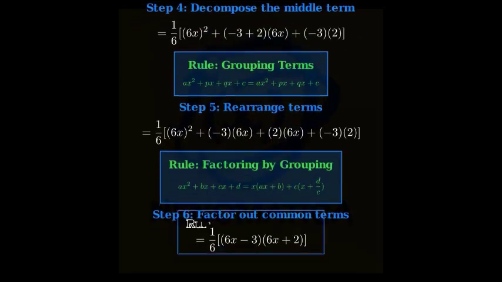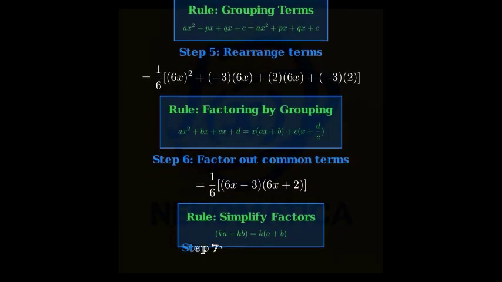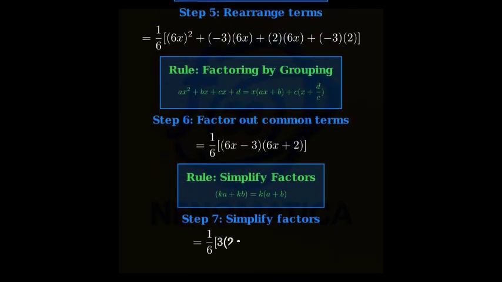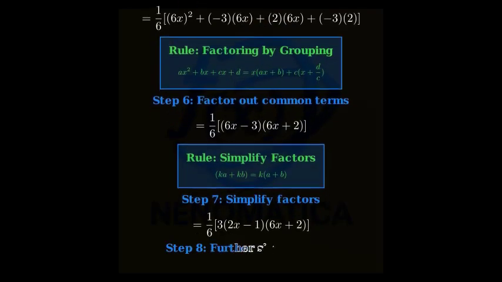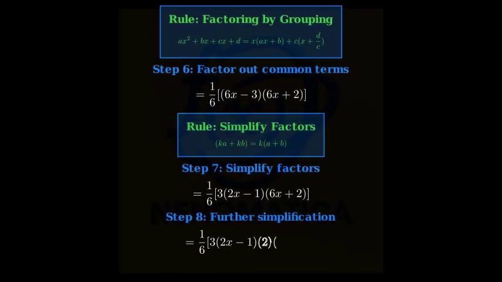Let's simplify our factorization by factoring out the greatest common factor from each factor. Let's continue simplifying our factors by factoring out any common terms from the second factor.